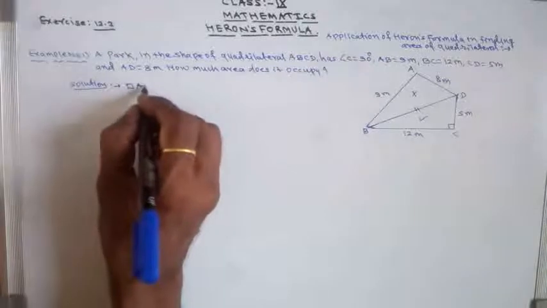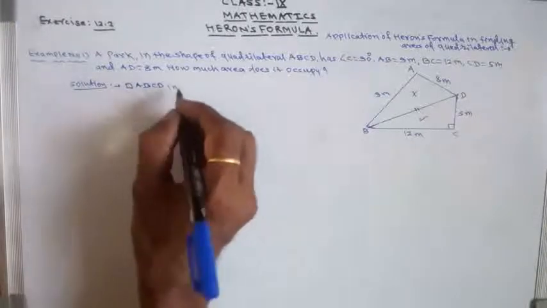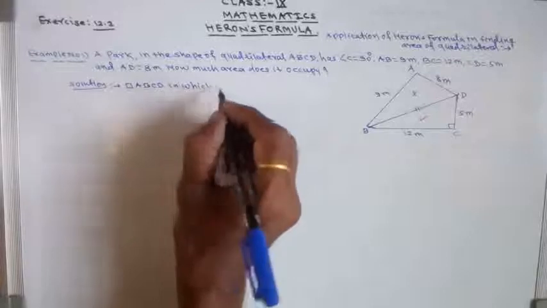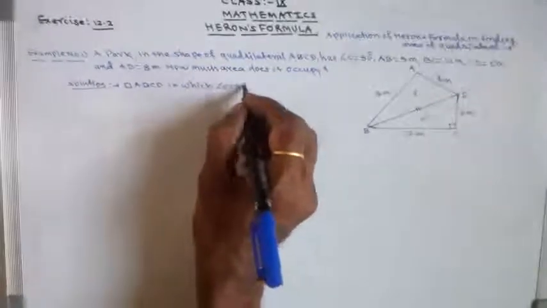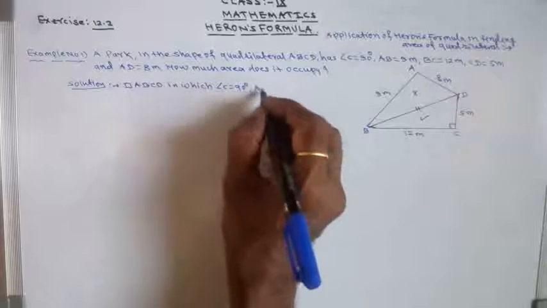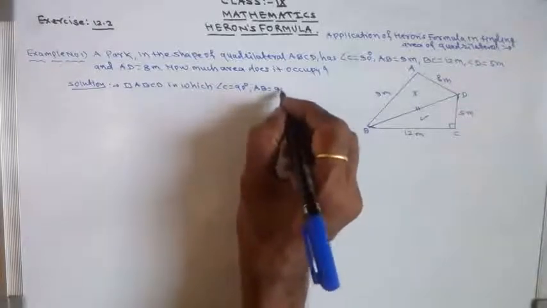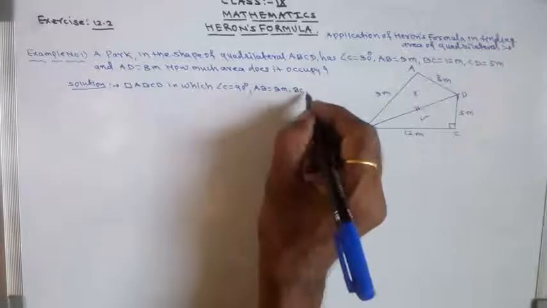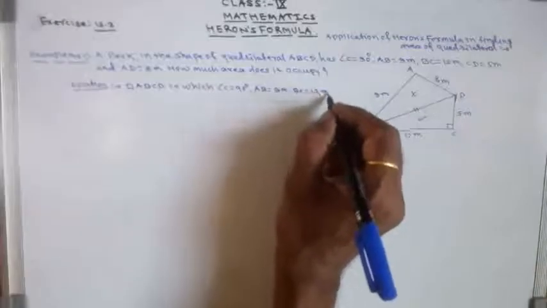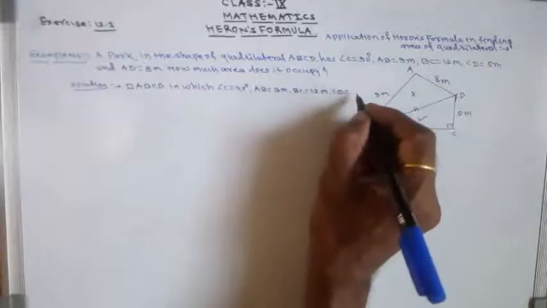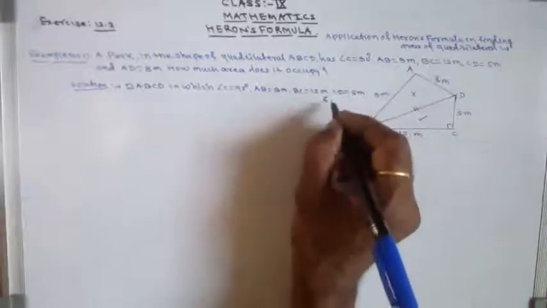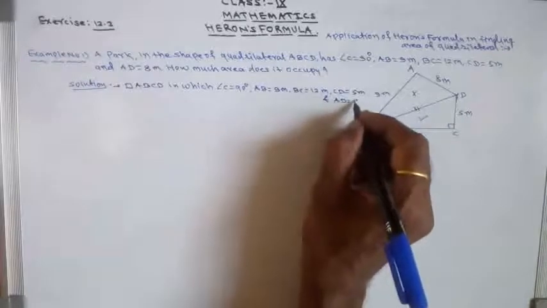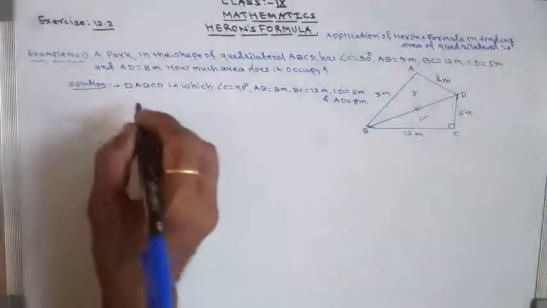Solution. Quadrilateral ABCD in which angle C is 90 degrees, AB is 9 meter, BC is 12 meter, CD is 5 meter, and AD is 8 meter. This is given.